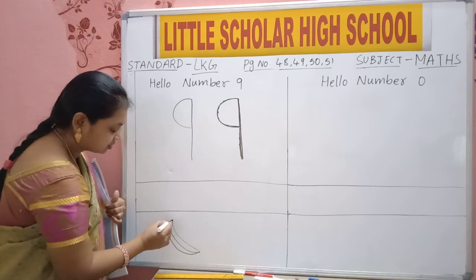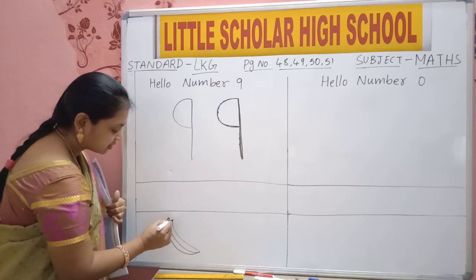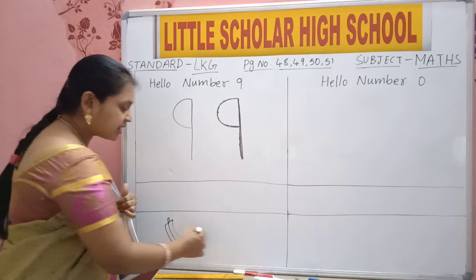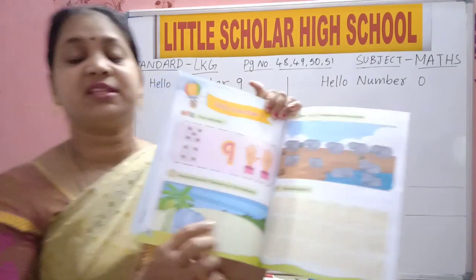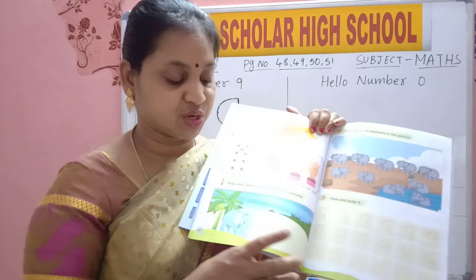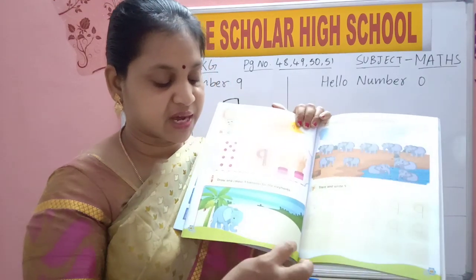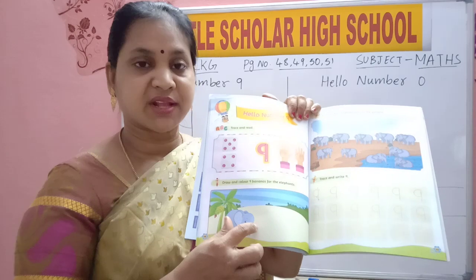You will draw 9 bananas. How many bananas? 9 bananas in your textbook for this elephant to eat. That is your homework. Here space is given, no? You can start from here.